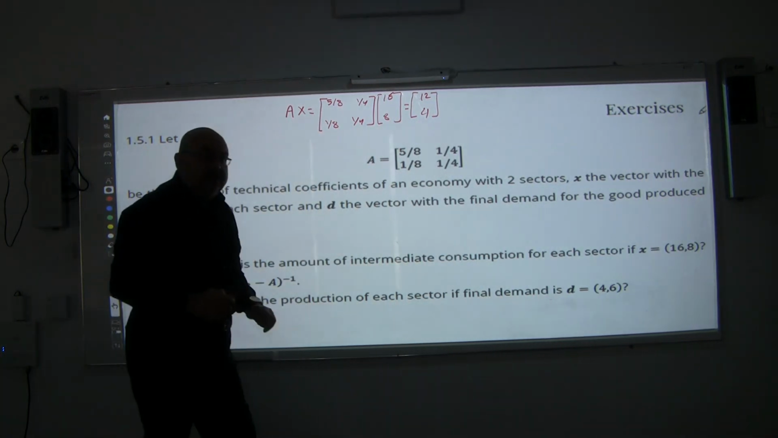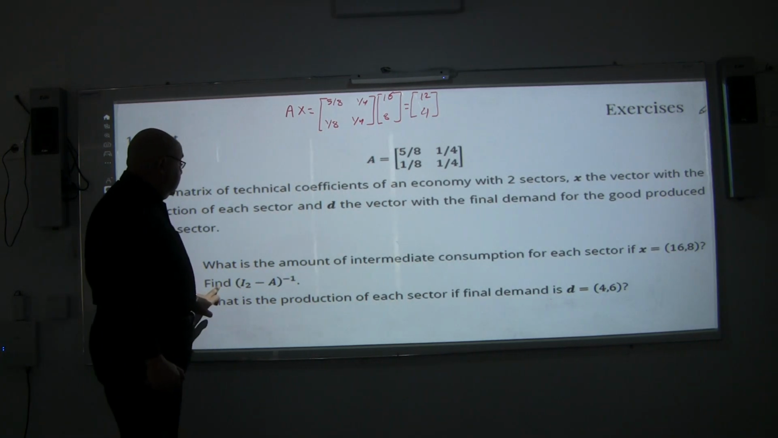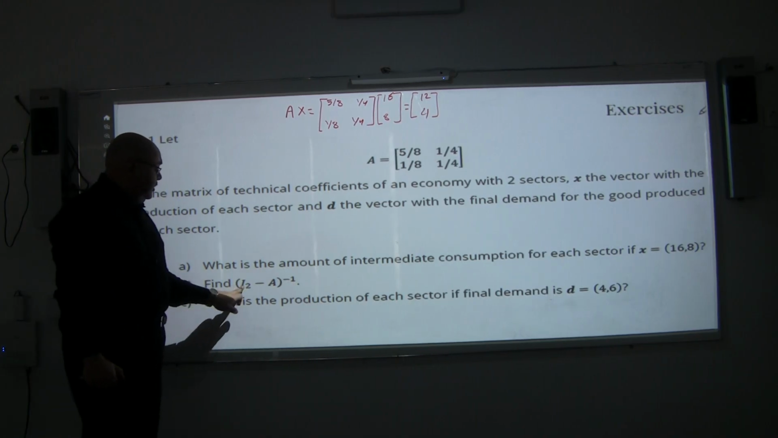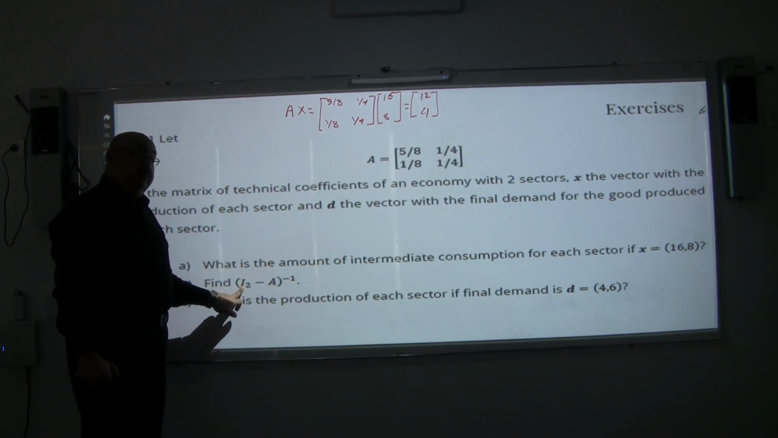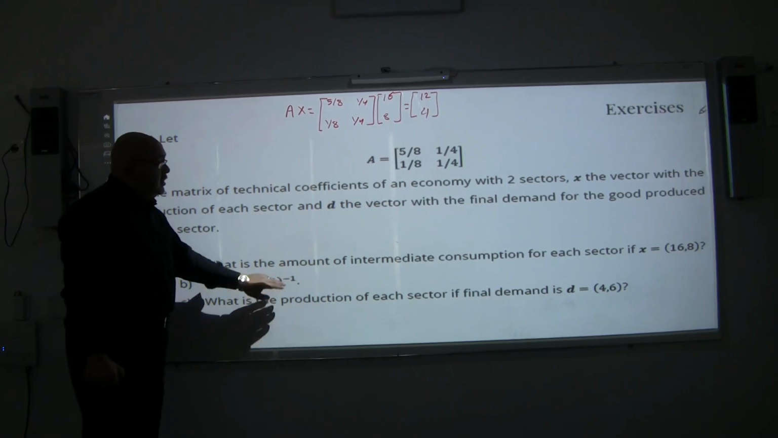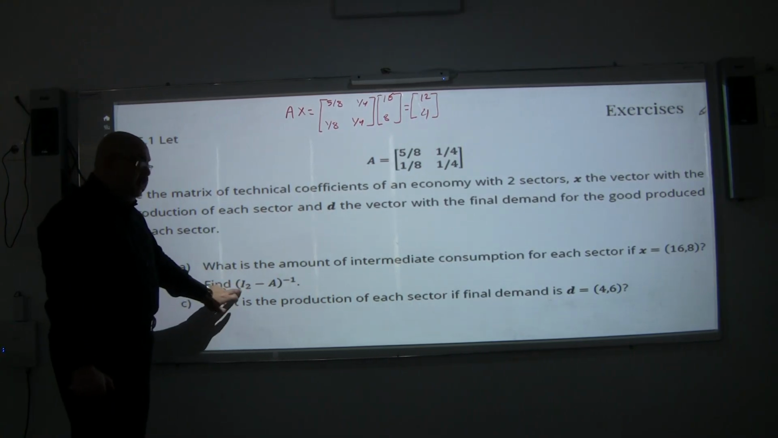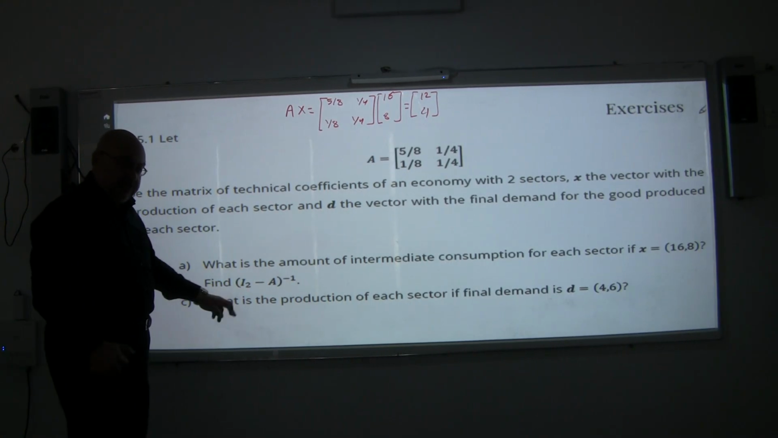4, that's for the intermediate value, and that's for question number 1. He's asking you to find I2, the identity matrix, minus A to the power of negative 1. This exercise is before its time, but I want to explain to you where this one came from.